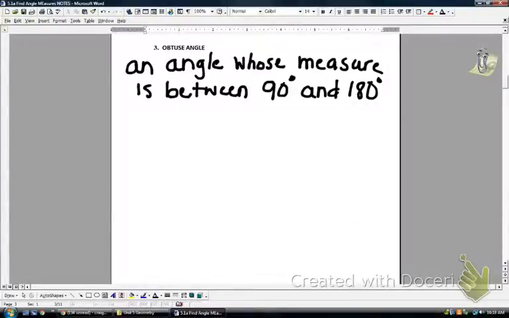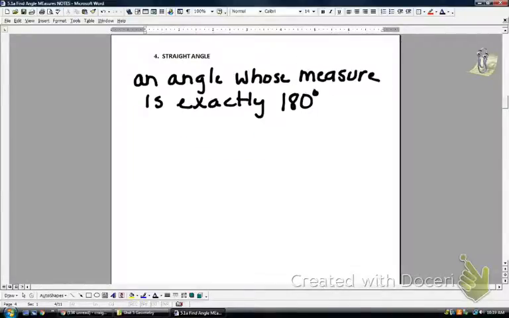An obtuse angle is an angle whose measure is between 90 degrees and 180 degrees. An obtuse angle might look like that. See how this angle right here is bigger than our 90-degree angle that we just drew. Then we have a straight angle. A straight angle is an angle whose measure is exactly 180 degrees. And a straight angle looks exactly like that, like a straight line. And when we're talking about an angle, we typically draw the little angle sign so that we know that it's a straight angle.